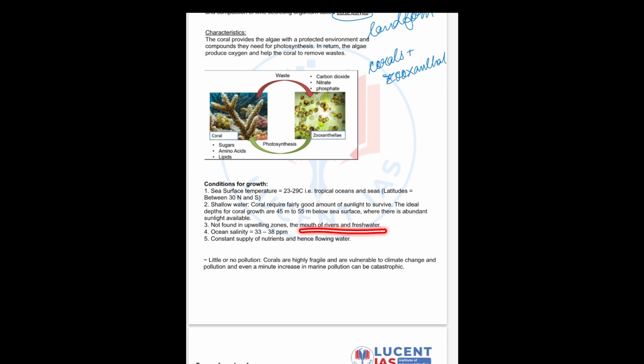Then mouth of the rivers and freshwater. This is because they require very stable water. Then ocean salinity must be between 33 to 38 ppm. Constant supply of nutrients, thus they need flowing water. Then there should be little or no pollution. Corals are highly fragile and are vulnerable to climate change and pollution. And even a minute increase in marine pollution can be catastrophic.